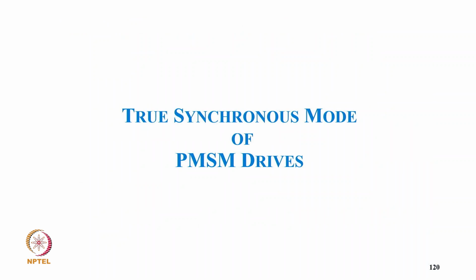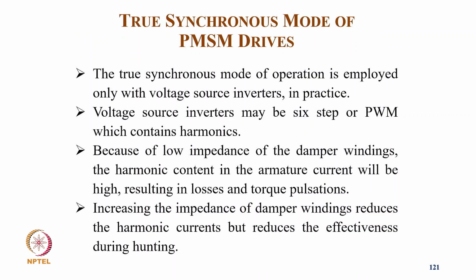So now coming to the true synchronous mode of the permanent magnet synchronous motor drive. The true synchronous mode of operation is employed only with voltage source inverters in practice, and the voltage source inverter may be of six-step or PWM type, which contains harmonics. Because of the low impedance of the damper winding, the harmonics contained in the armature current will be high, resulting in losses and torque pulsation.